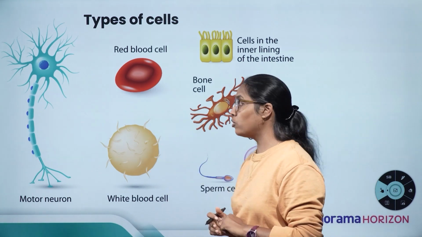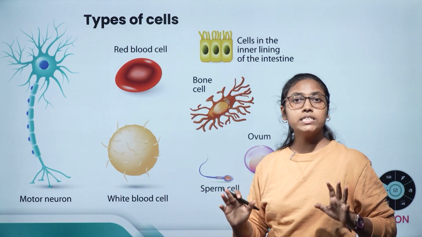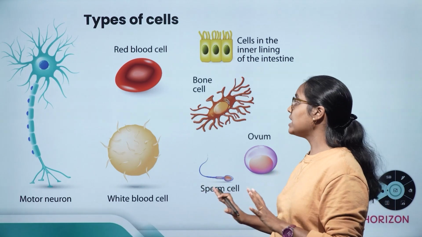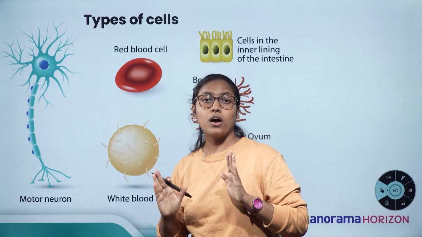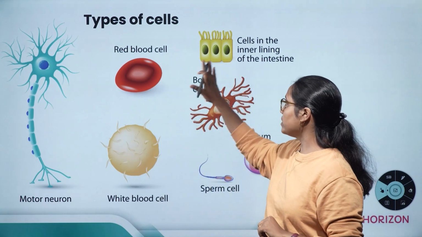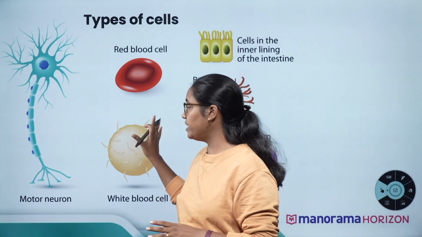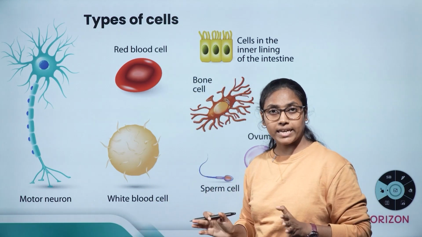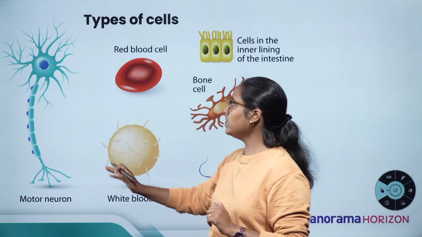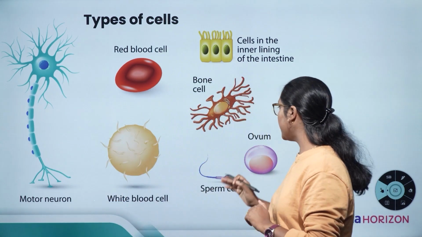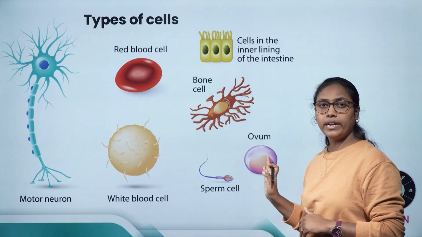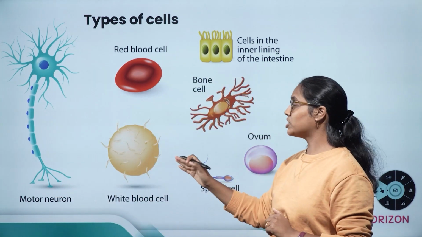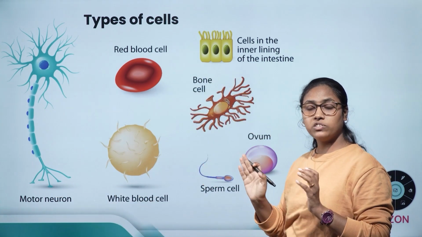Yes, the two conclusions here are, one, cells are of different sizes, as well as cells are of different shapes. So the two conclusions that we derive from the different types of cells are that cells are of different sizes and shapes. You can see a neuron cell is entirely different from an egg cell or an ovum. A neuron cell is long and branched, whereas an ovum is a spherical cell.